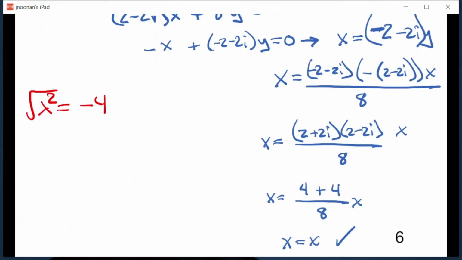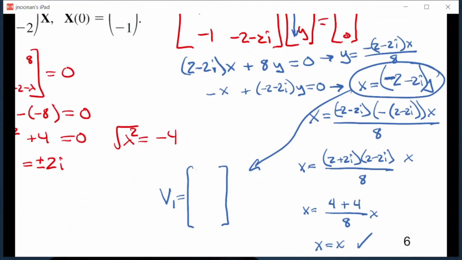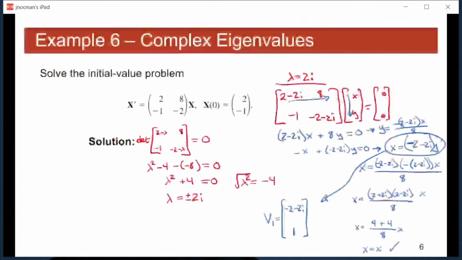So you can pick whichever one you like better, and then we'll set up our vector this way. So I'm going to take that one, and my vector ends up being, oh, I should have written a little bit more. I'm going to let y equal 1, which means x is equal to -2 minus 2i. I know, this is getting kind of messy. I should have gone over to Notability. But let's see what we're going to do with these eigenvectors now that we've got one.